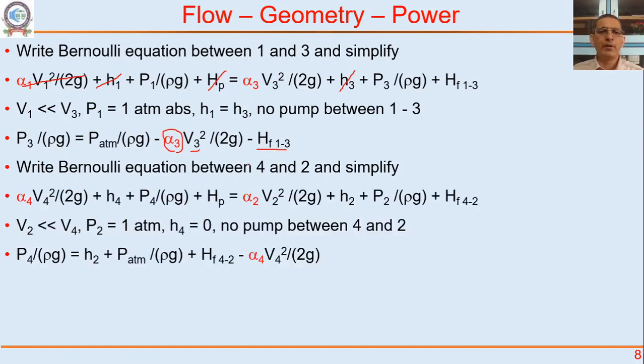Similarly, if you write between 4 and 2 and simplify, P4 by rho g you will get to be H2 plus atmospheric pressure by rho g plus friction head loss between 4 and 2 minus the kinetic head at 4. H4 is practically 0. H3 and H4 are the same, right? P2 is atmospheric pressure. HP, there is no pump between 4 and 2. So P4 by rho g would be this, with alpha 2 V2 square by 2g.